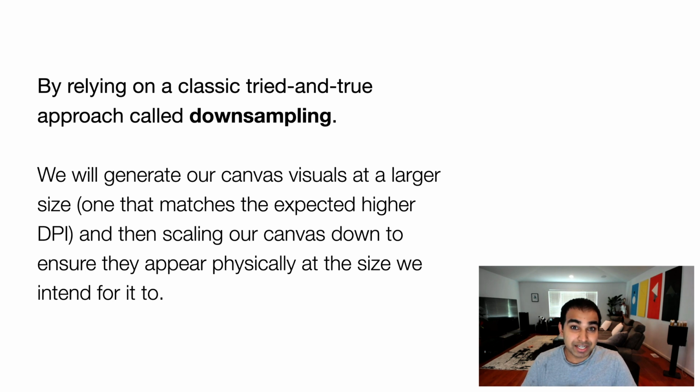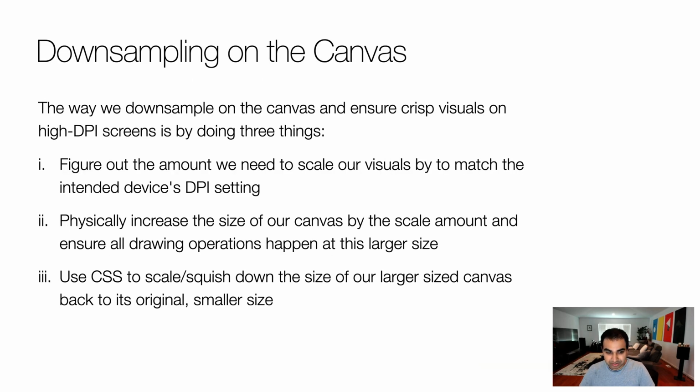In downsampling, we generate our visuals at a much larger size than what we need to initially display, one that matches the higher DPI, and then we scale our image down to ensure that it appears physically at the size we intend for it to. So it's kind of like we fake the extra pixels by making the image itself larger from the very beginning, and then we make it smaller to fit the 800 pixels or 500 pixels or whatever width and height that we precisely want our element to be.